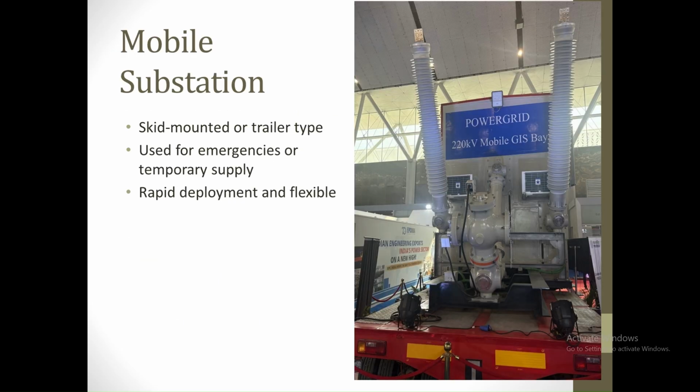Here you can see one indigenously developed Make in India project by Toshiba for Power Grid, PGCIL. This is the 220 kV mobile GIS bay. See how compact this one is. It can be used for emergency temporary supply, and it can be rapidly deployed in the area, and it is quite flexible.